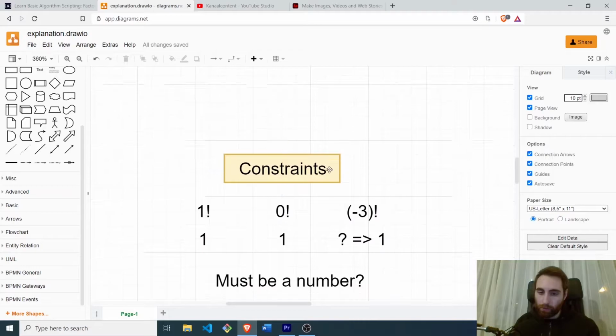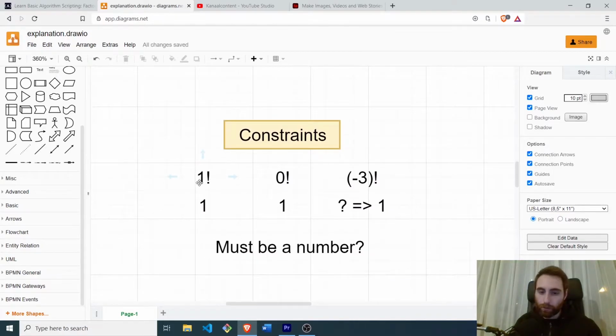We have some constraints. 1 factorialized should return 1, 0 factorialized should return 1, and here, this is a bit of a mixed case, because I researched what the factorial of a negative number would be, and there's a whole discussion around it and no consensus. From what I found, it should be 1. And for the sake of simplicity, we're just gonna choose 1, so that everything below 1 should return 1.